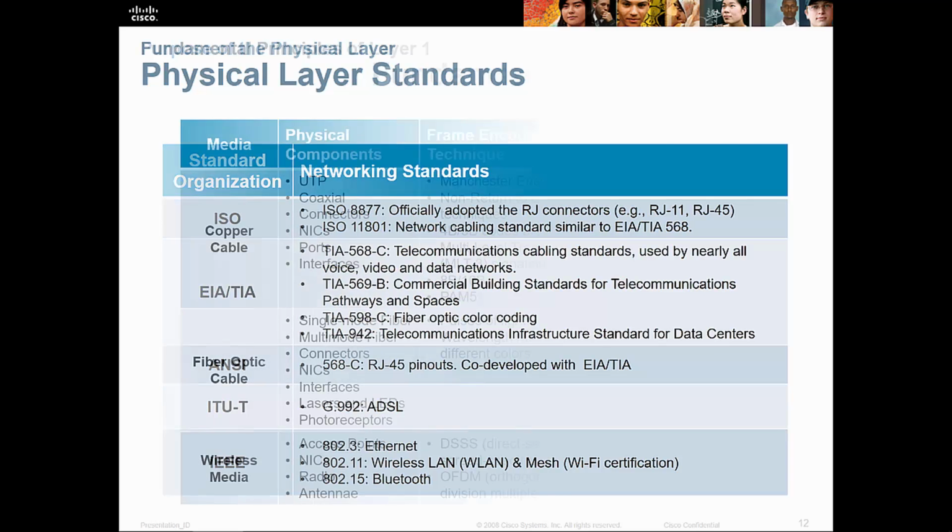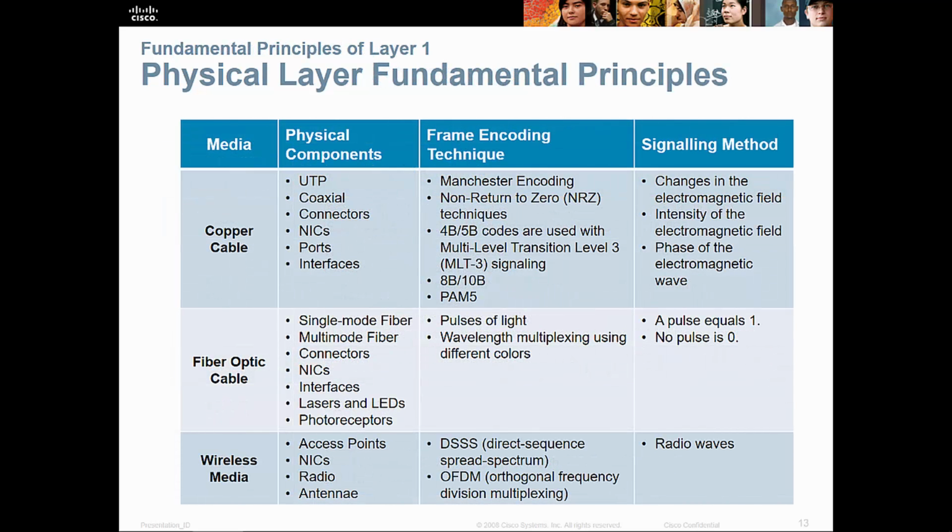All right, some of the advantages or other characteristics for our cable types. If we're dealing with copper, we are looking at electrical magnetic changes. So that's the intensity of a electromagnetic field or the phase. We could be talking about encoding. That could be Manchester encoding or non-returning zero techniques or 4-bit, 5-bit. If we are looking at the physical components, copper cable should be a twisted pair or coax.